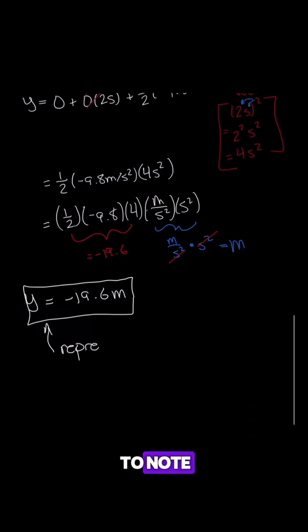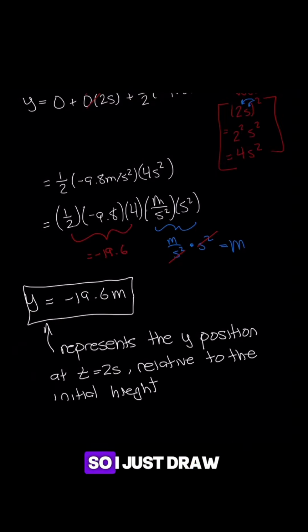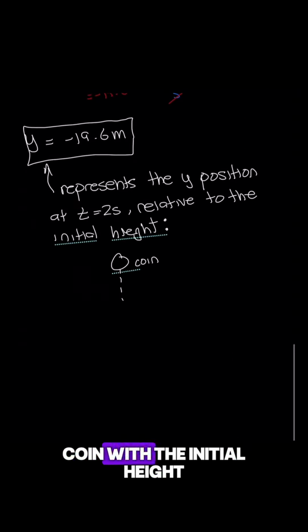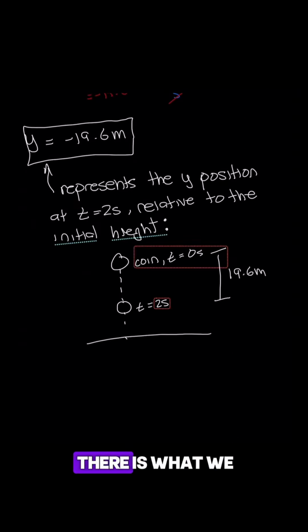I just want to note, this represents the y position at t equals 2 seconds relative to the initial height. So I'll just draw a diagram here. We have the coin with the initial height, and we have the time equals 2 seconds, and that distance right there is what we just found.